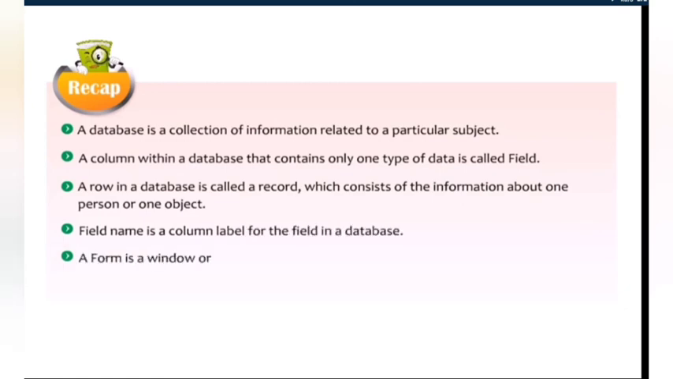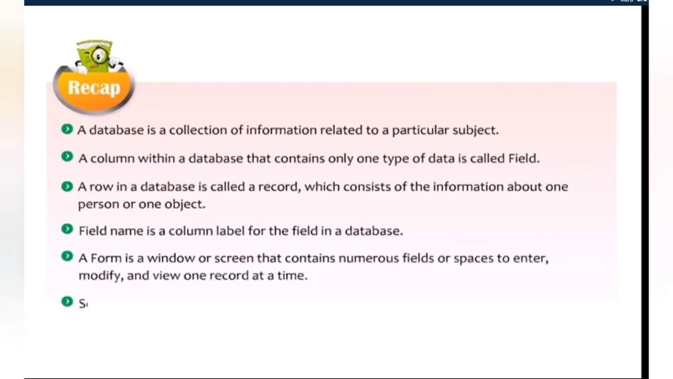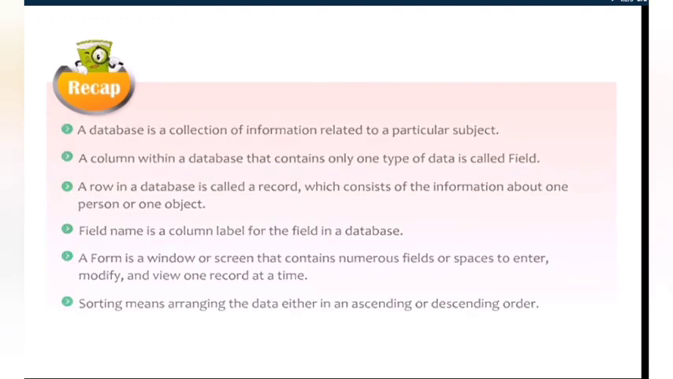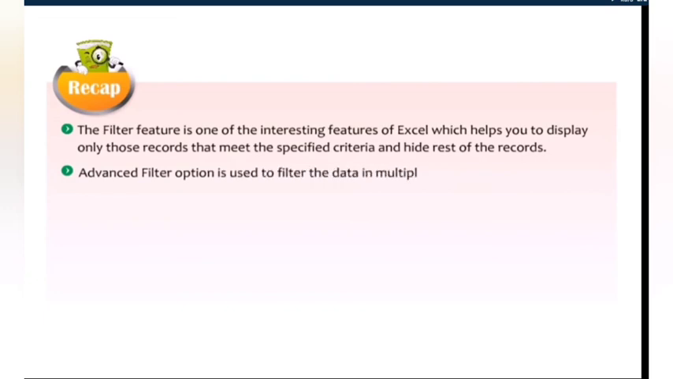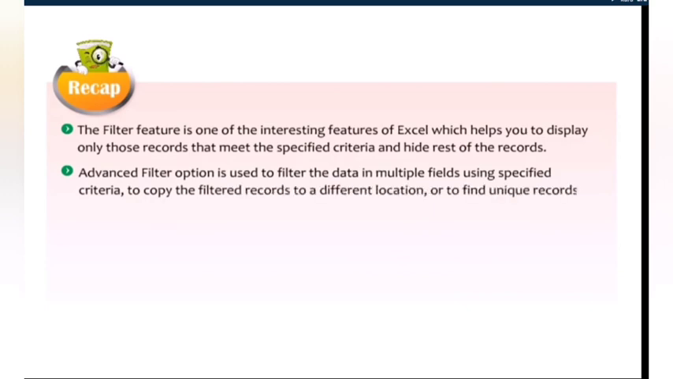A form is a window or screen that contains numerous fields or spaces to enter, modify, and view one record at a time. Sorting means arranging the data either in an ascending or descending order. The filter feature is one of the interesting features of Excel, which helps you to display only those records that meet the specified criteria and hide the rest of the records. Advanced filter option is used to filter the data in multiple fields using specified criteria to copy the filtered records to a different location or to find unique records.